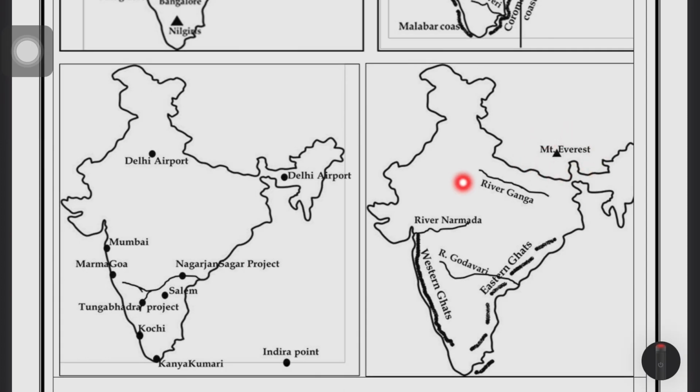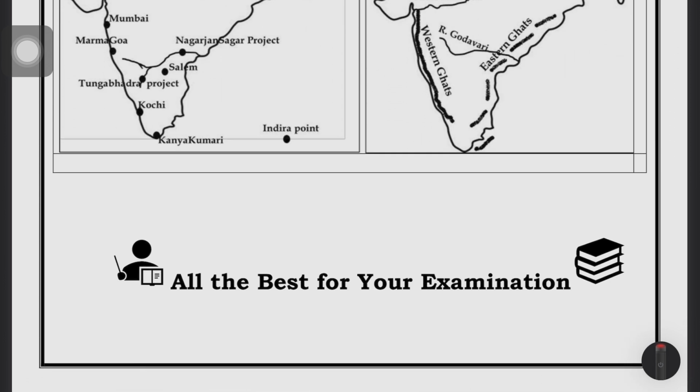Here is Mount Everest. This is the flow of river Ganga, river Narmada, river Godavari. This is the Western Ghats and this is the Eastern Ghats.